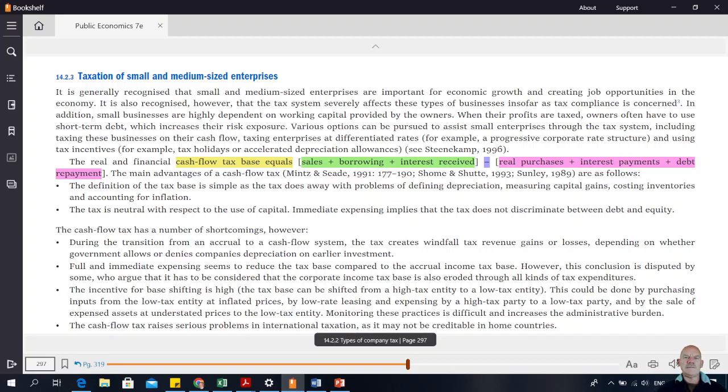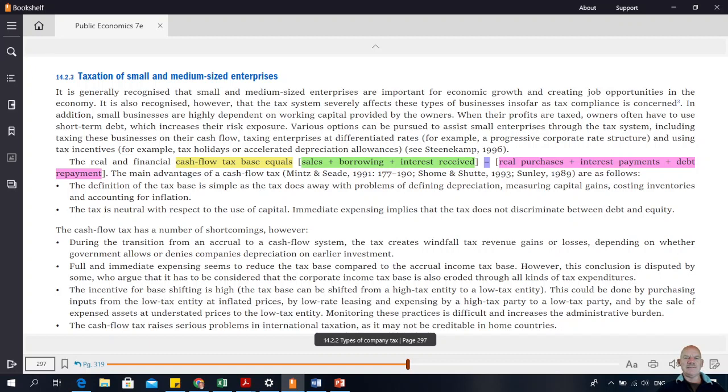Okay, this is the second video on chapter 14, and I'm starting where we stopped last time, namely at paragraph 14.2.3. I think it's quite important to read the taxation of small and medium-sized enterprises.